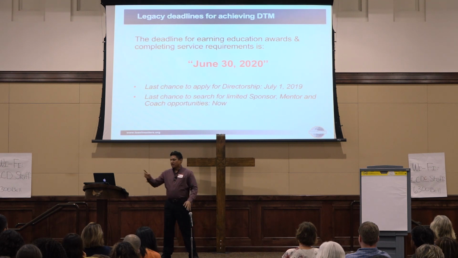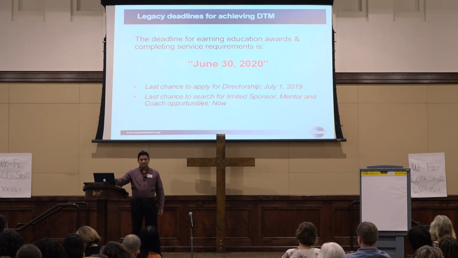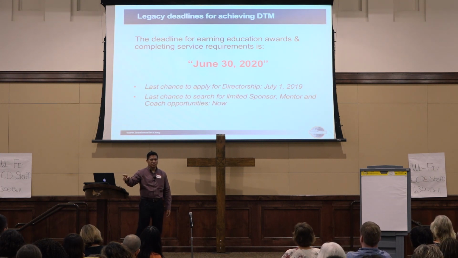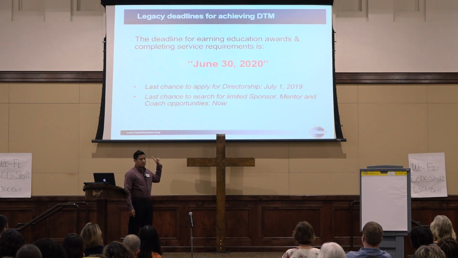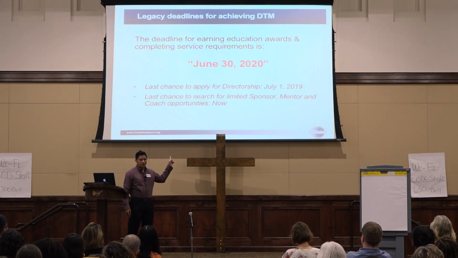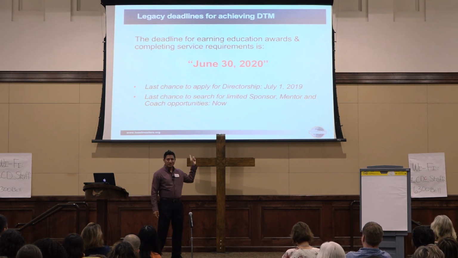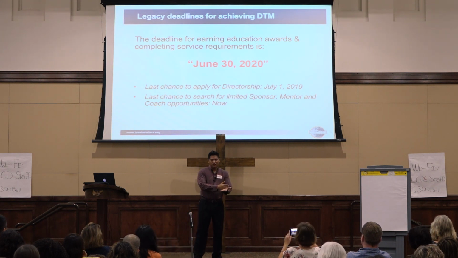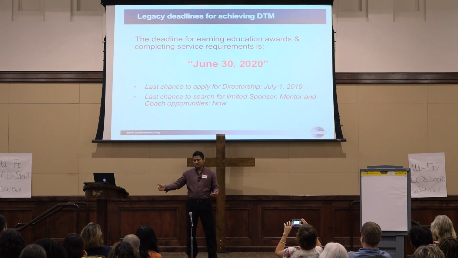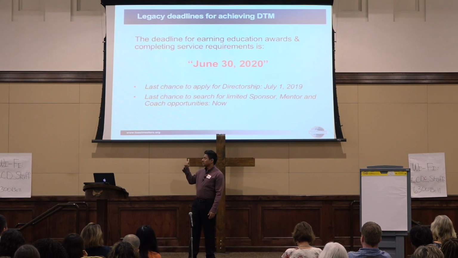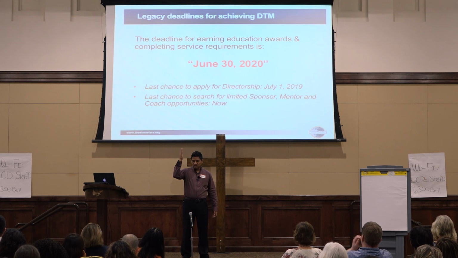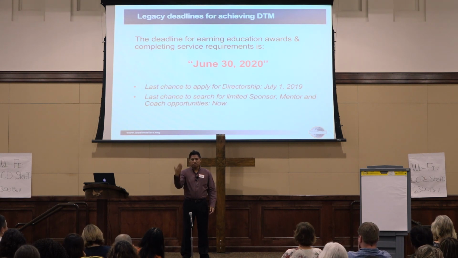Okay? Here's a deadline for submitting education requirements. You guys should take a picture of this if you have any aspirations of being a DTM in the legacy system. What does it say? June 30th, 2020. So if you apply to be an area director next year, July 1st, and you finish your year June 30th, you're good, right? Here's what they're saying. They don't know if they are going to, because you have to apply for it. They're going to close the legacy system after June 30th.